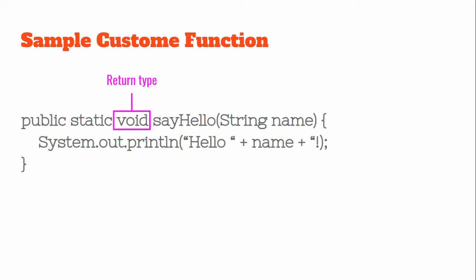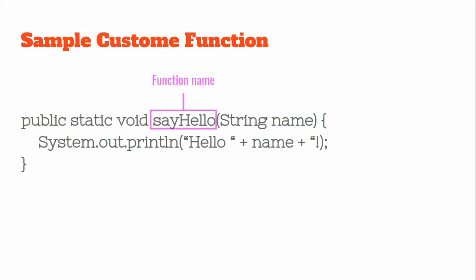Next is the return type. In this particular example, void is being used as the return type. This means that this particular function does not give out any value after its execution. If, for example, you have a function that gives out a string, then you are going to put string here instead of void. Or if you are trying to create a function that computes the sum of two integers, then this should be int here.